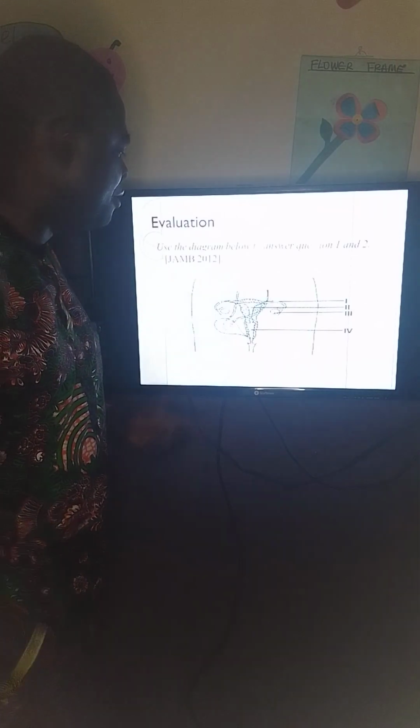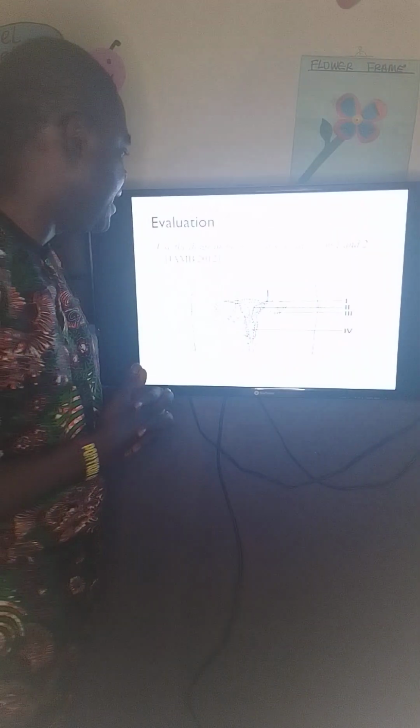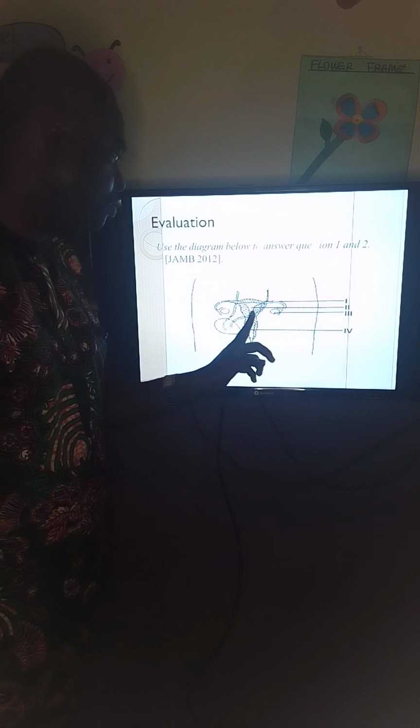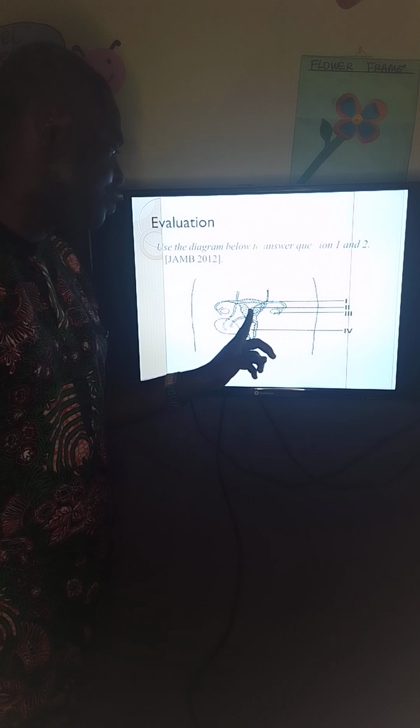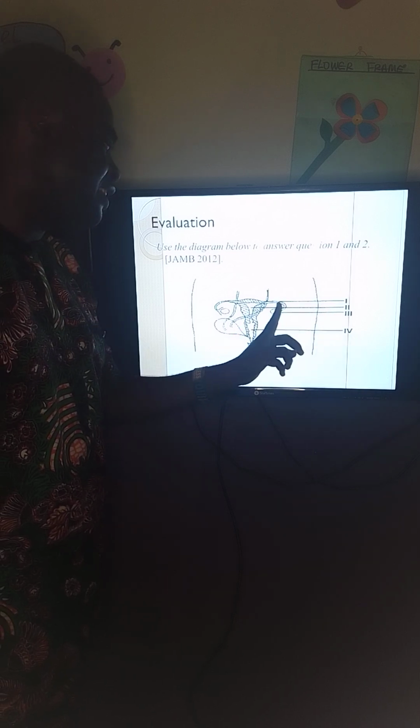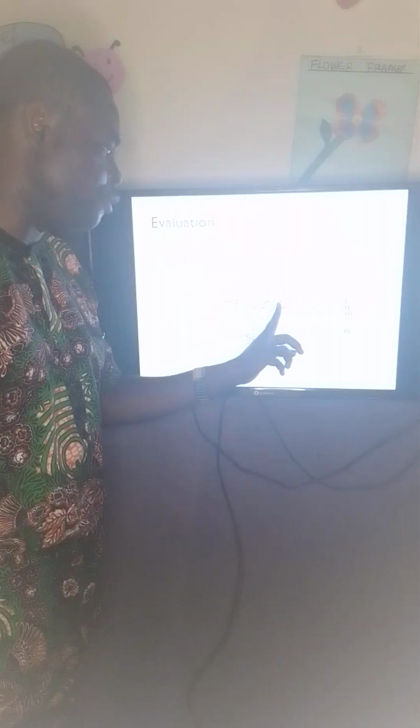Now, this is the diagram of the female reproductive system. There's a question here, JAMB UTME 2012. The part labeled IV is the cervix. The part labeled III is the ovary. The part labeled 2 is the uterus, the womb. While the part labeled 1 is the what? The oviduct or fallopian tube.